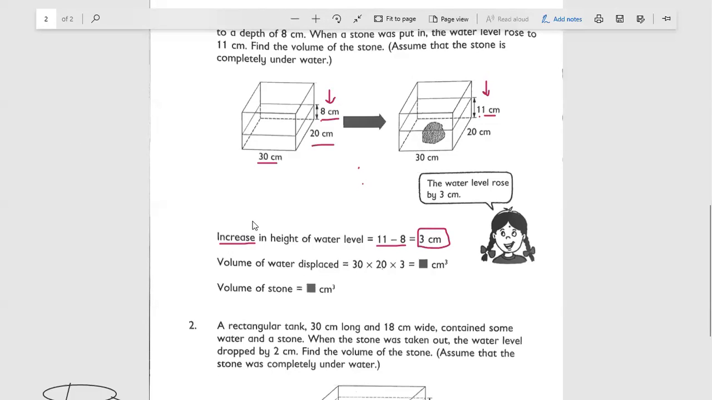All right, so this increased height is 3 centimeter. This is the height we put the stone into the water. Okay, so now we want to figure out the volume. So we know the volume equal to the length times width times height. So the length will be 30. The width still 20. And then the height, now they increase to 3 centimeter, right? Because we put the stone in, now the level is increased, the height is increased to 3.